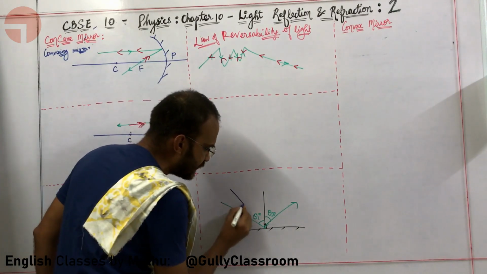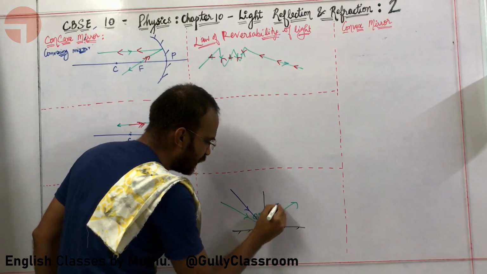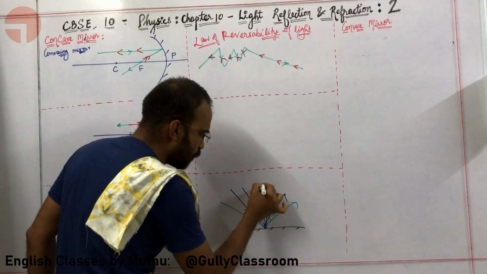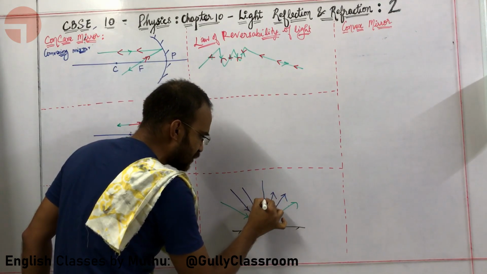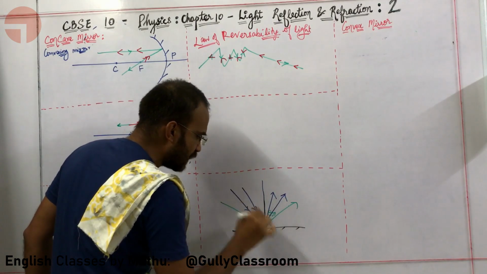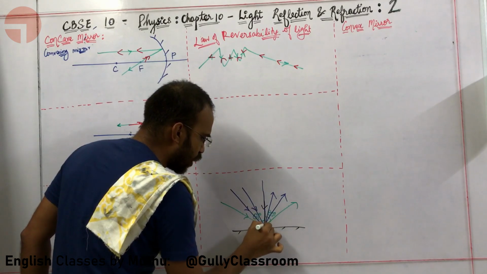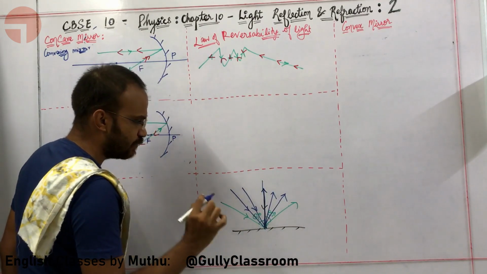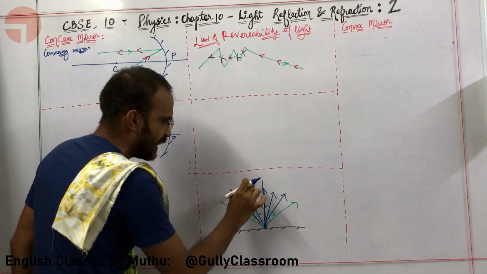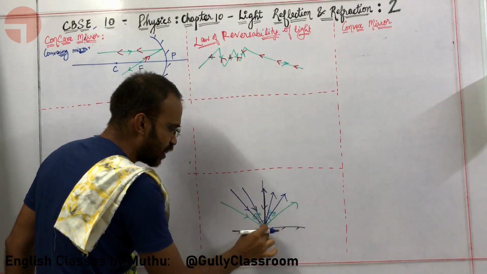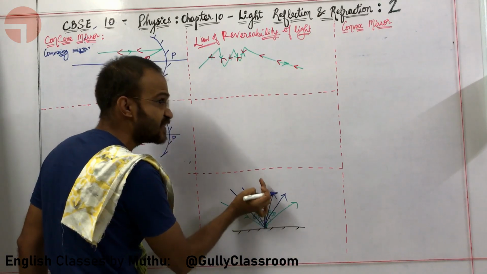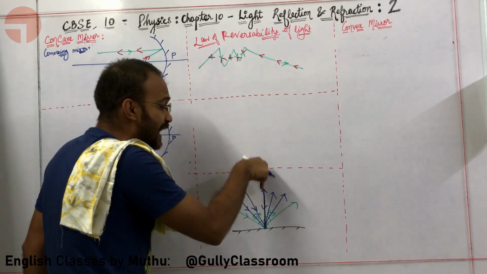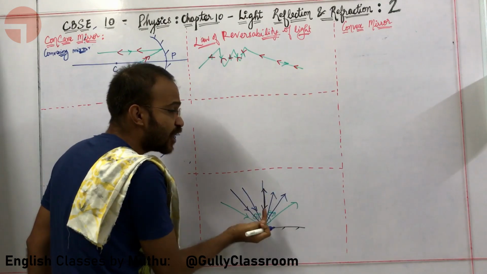As my incident ray moves towards the normal, my reflected ray also moves towards the normal. At some point, if my incident ray is along the normal, what will happen? My reflected ray will also become along the normal. What is the understanding behind this? When a light ray is going along the normal, it will be reflected along the same path.